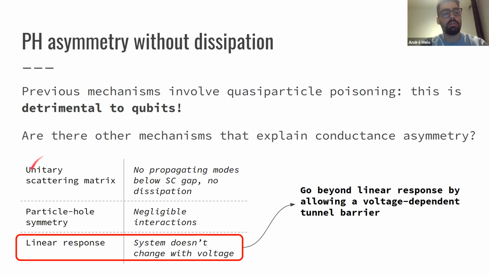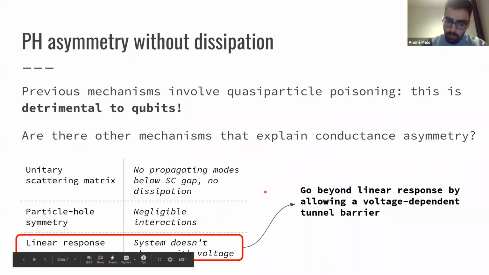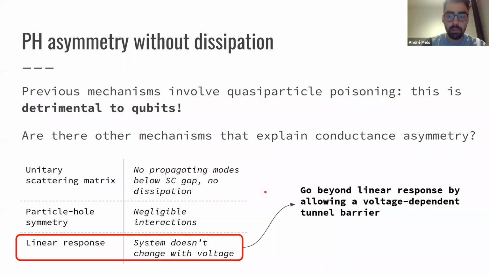Again, we can look at the table here, and you see that one assumption that hasn't really been studied is linear response. So what we're doing in this work is going beyond linear response and allowing our system to have a voltage dependence. That voltage dependence comes from the fact that when we bias the normal lead, we apply some finite bias, and we know that our superconductor is grounded. So somewhere in between the two, the voltage has to drop. And so we study a system where the voltage just drops across the barrier, and then see what happens to the conductance.